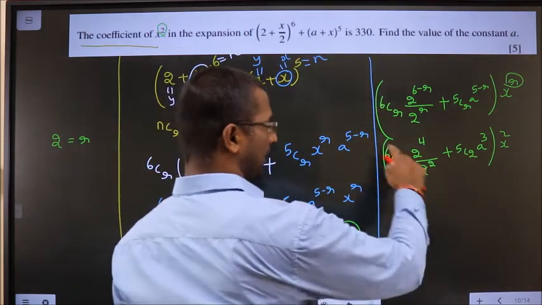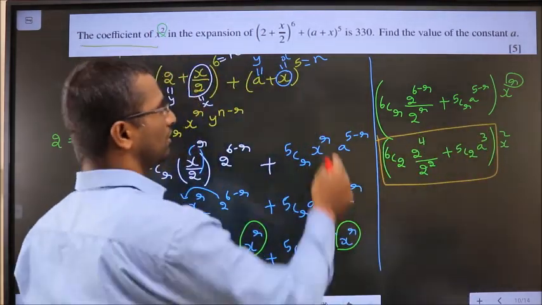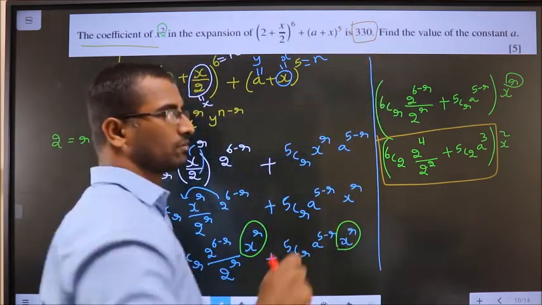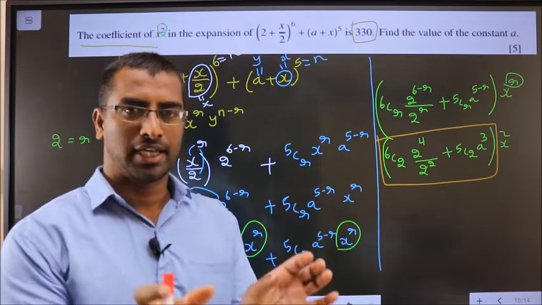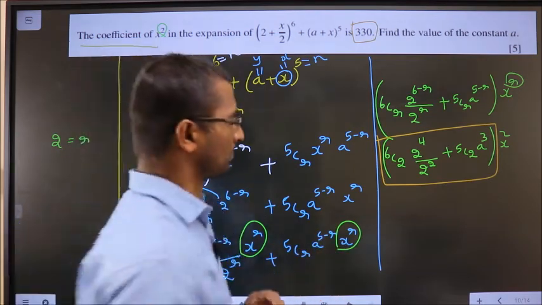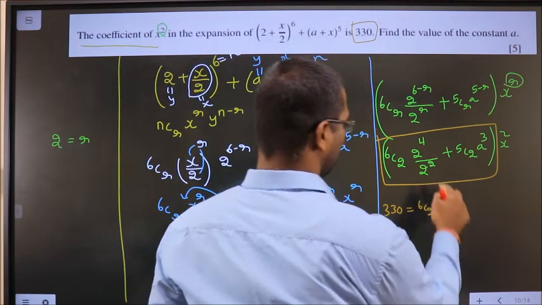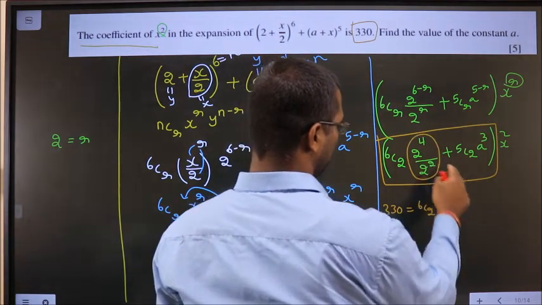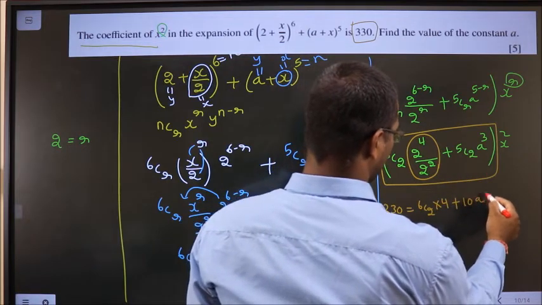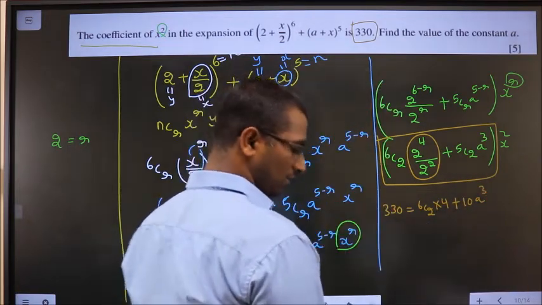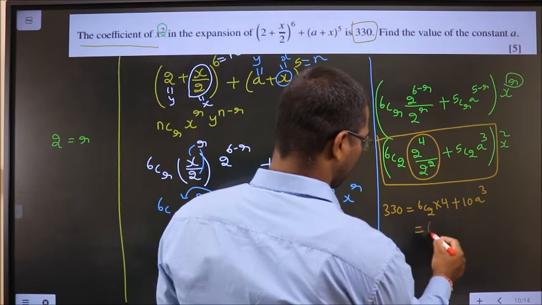Now see, in this is the coefficient of x square, and he told us the coefficient of x square is 330. Both are the coefficient of x square only. That will only happen if both are equal. So equate both. So 330 is equal to 6C2 into 2^4 by 2^2, which gives us 4, plus 5C2, which is 10, so 10a^3. Now 6C2 you get to be 15. So 15 into 4 is 60.